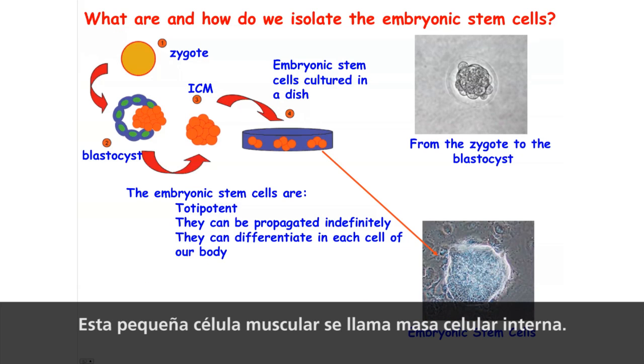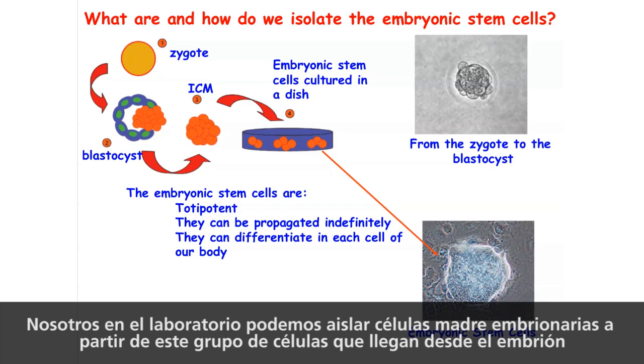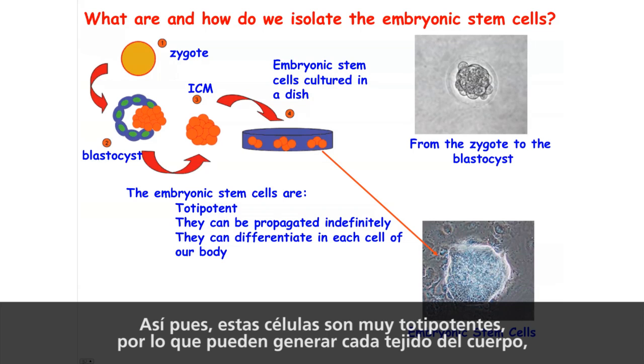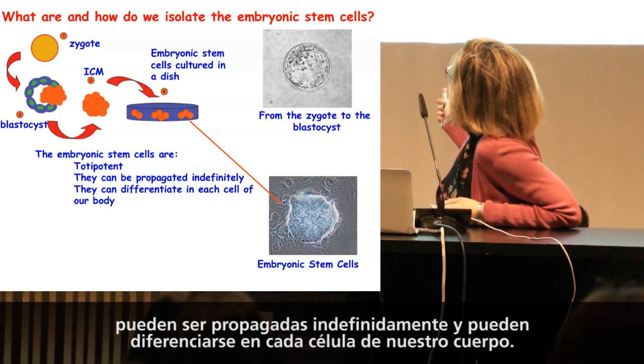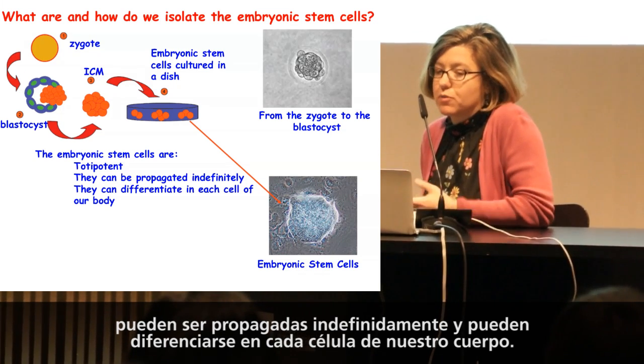This little mass of cells is called the inner cell mass, and this group of cells basically gives rise to embryonic stem cells. We in the lab can isolate embryonic stem cells from this group of cells that derive from an embryo 3.5 days post-fertilization in a mouse or 5 days in a human. So these cells are very potent, they can generate each tissue of the body. They can be propagated indefinitely, and they can differentiate into each cell of our body.